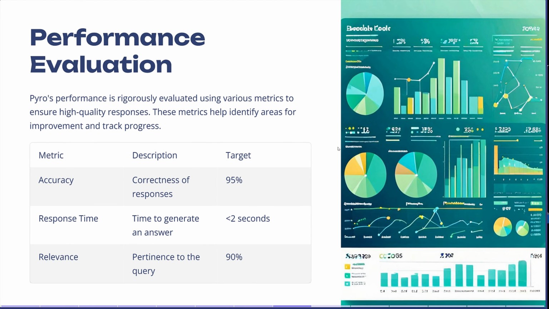So the performance evaluation: initially the accuracy is 94.5%. Even after fine tuning, it's 94%, and the response time is under 2 seconds. The relevance is 90%. Basically, relevance is the pertinence of the response to the query.